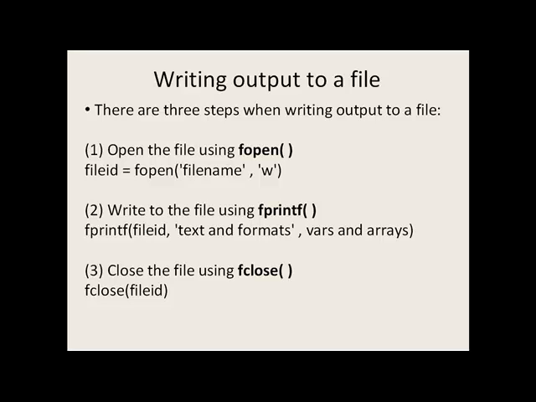We then write to the file using fprintf, and much of the fprintf command is the same. We still have texts and formats, variables and arrays that we want to print out, but instead of printing them to the screen, we're going to print them to the file that's associated with this file ID. After we're done writing to the file, we will close the file using fclose.